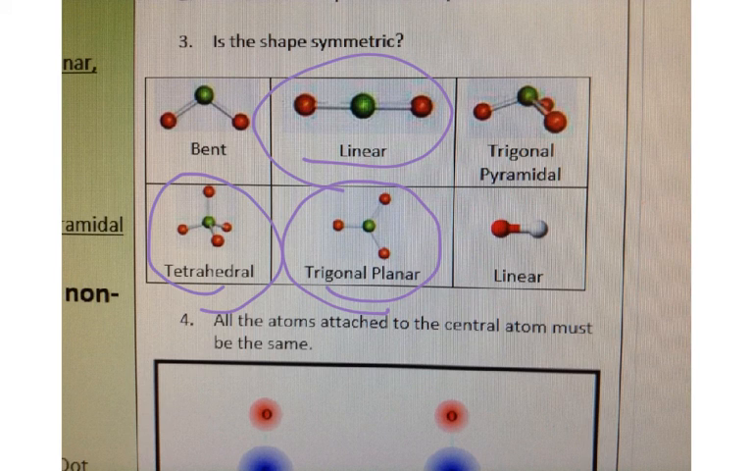If it is trigonal pyramidal or bent, and I guess this linear should have been colored too, not in yellow, in purple, silly. If it was bent or trigonal pyramidal, I can automatically say these are going to be polar compounds.